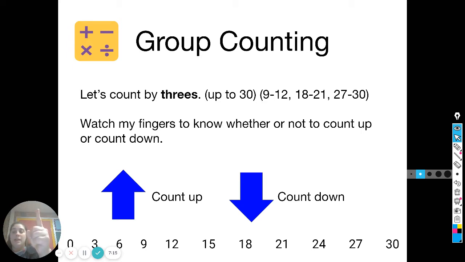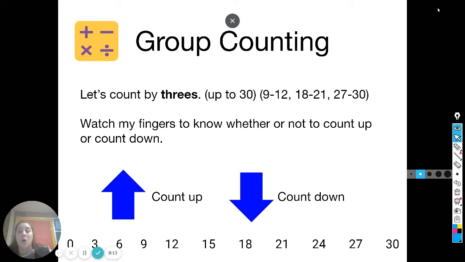3, 6, 9, 12, 15, 18, 21, 24, 27, 30, back down, 27, 24, 21, 18, 15, 12, 9, 6, 3, 0. Great job.